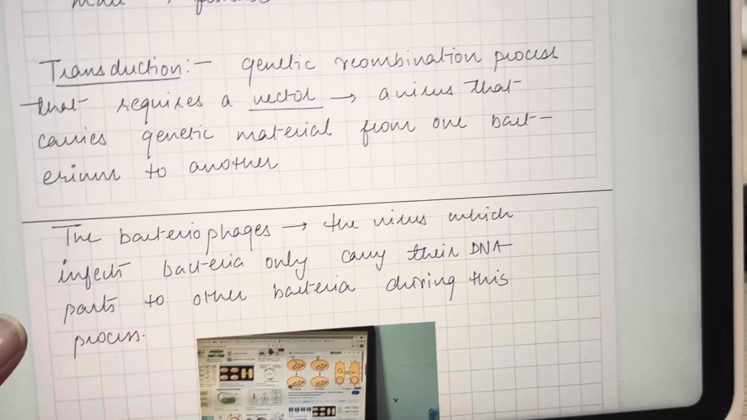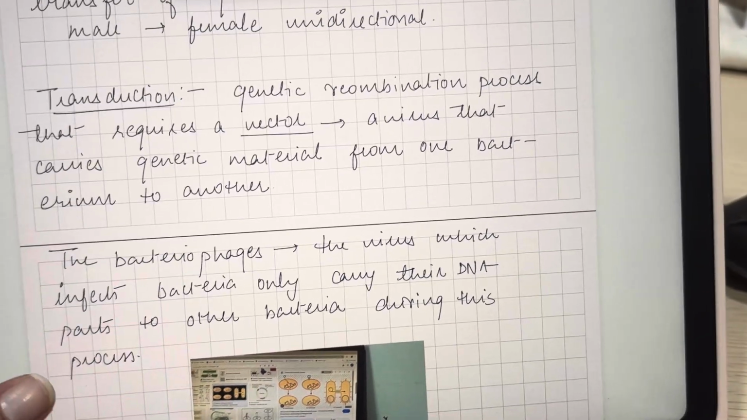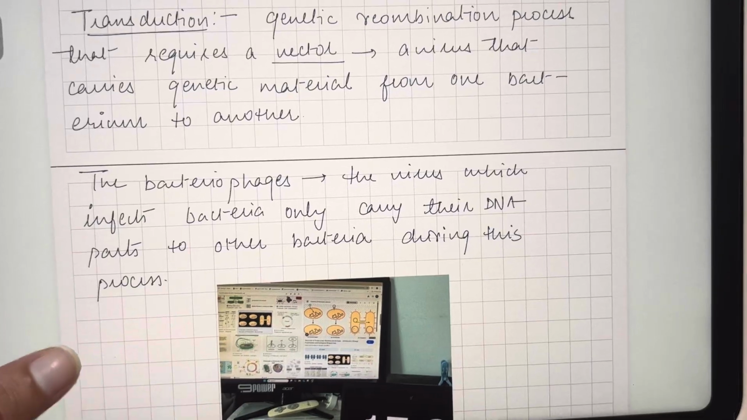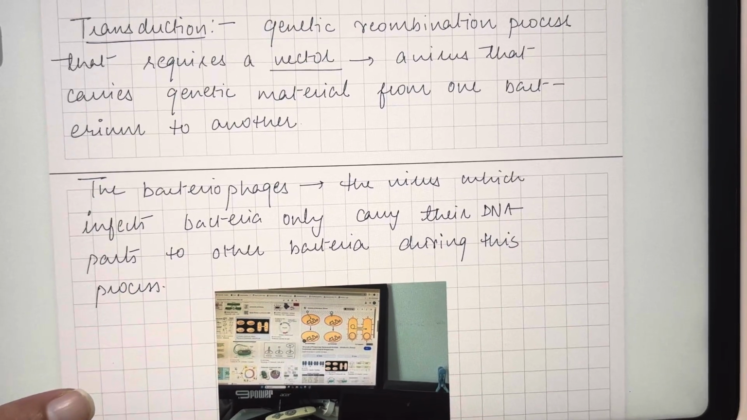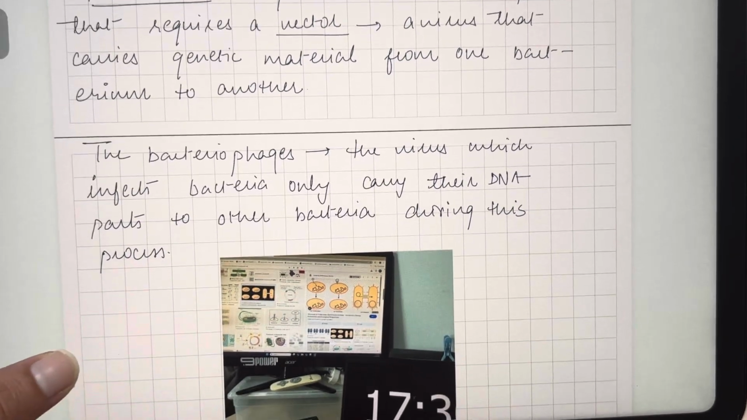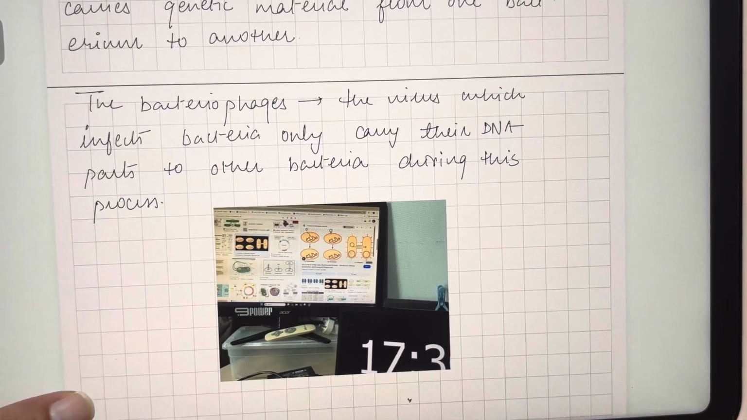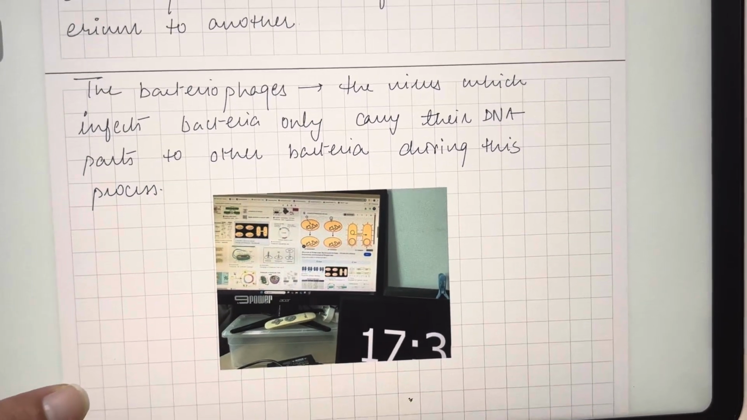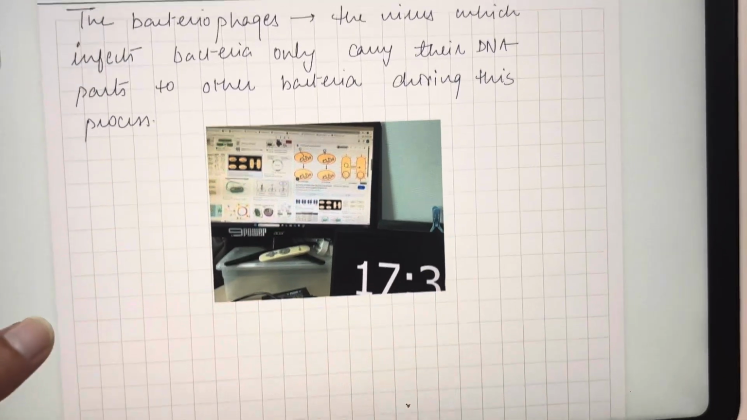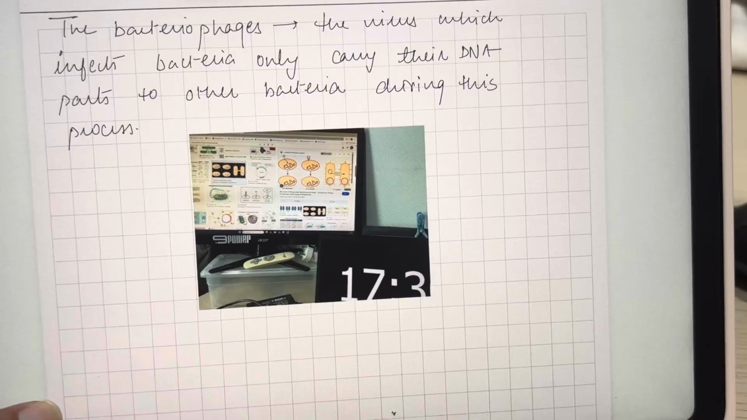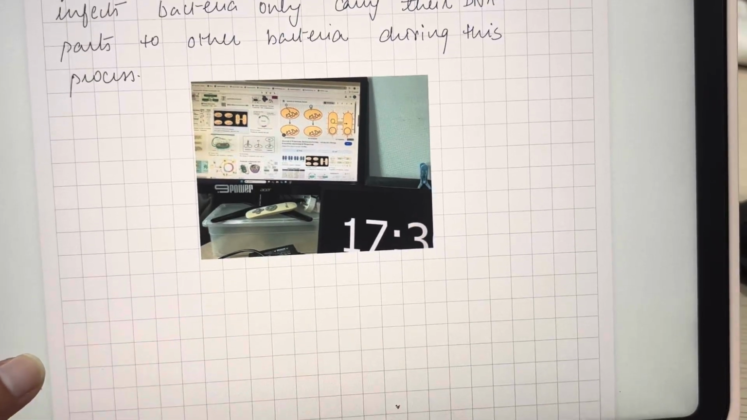Then comes the transduction. Transduction is the genetic recombination process that requires a vector, a virus that carries genetic material from one bacterium to another. Then comes the bacteriophage. These are viruses which infect only bacteria, and carry their DNA parts to other bacteria during this.